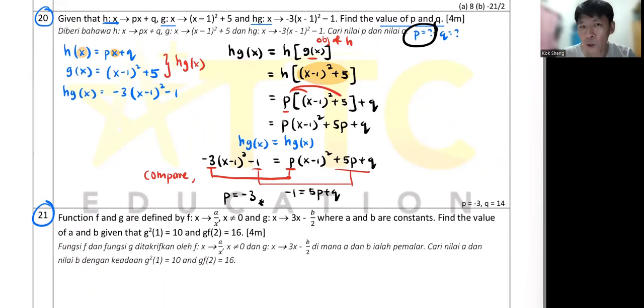So maybe here you have two unknowns, yes, but just now we already have the answer for p, negative 3, right? Just sub in to here. Then we can find the q already. The working, I have no space, so I write in here.